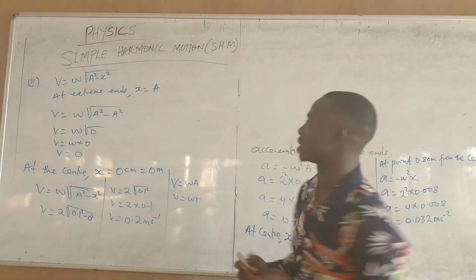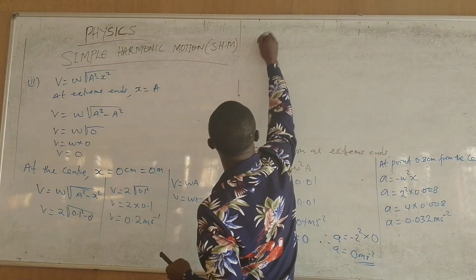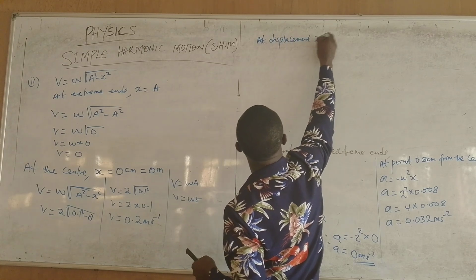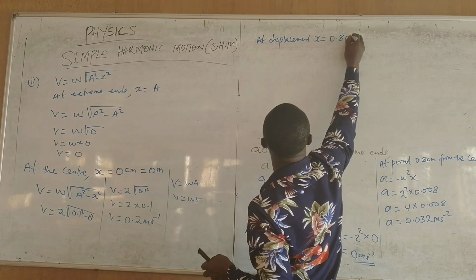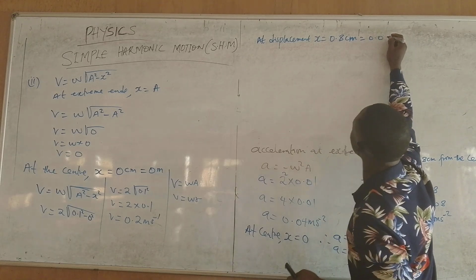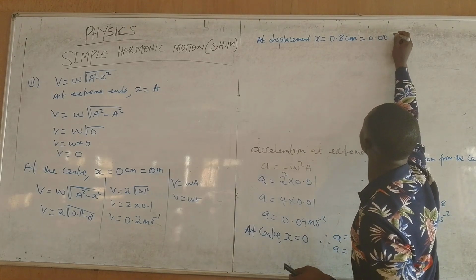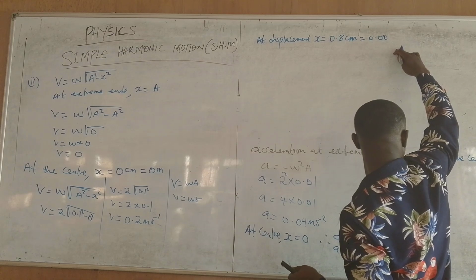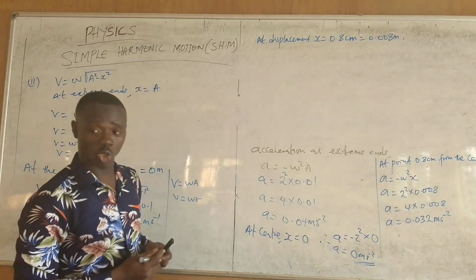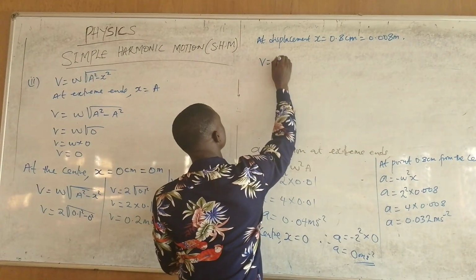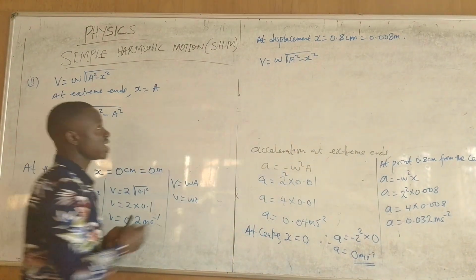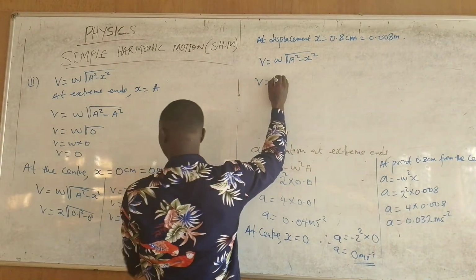0.8 centimeter. So at displacement x equals 0.8 centimeter, which is also equal to 0.008 meter, what's going to be the speed? Speed V equals omega root A squared minus x squared. So you can see how useful this formula is. Very important formula.